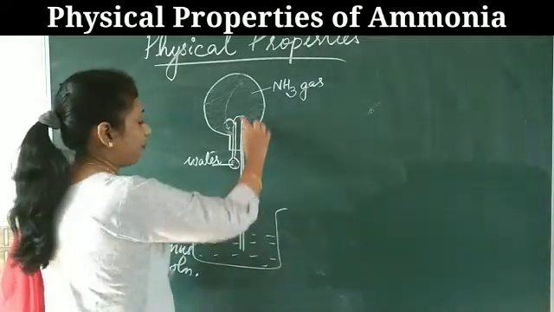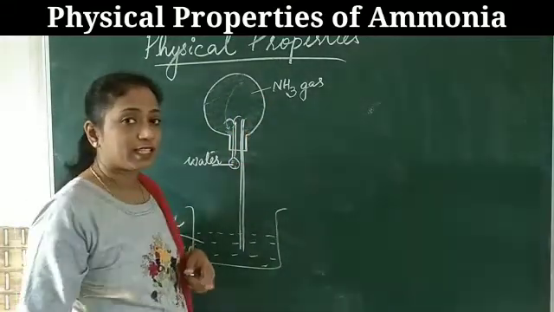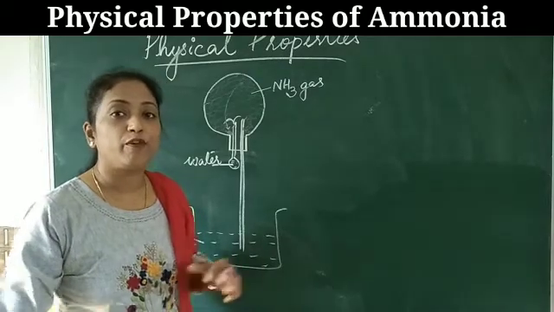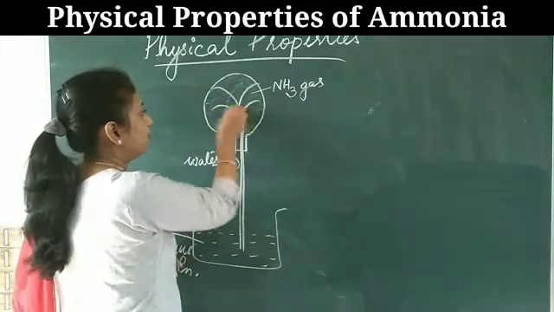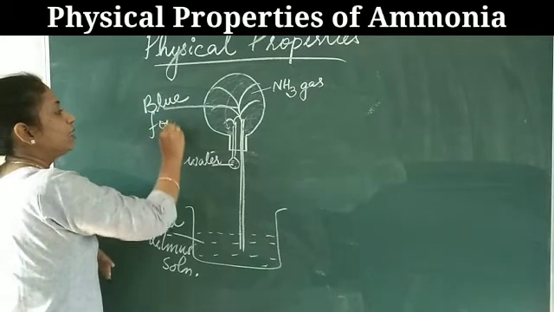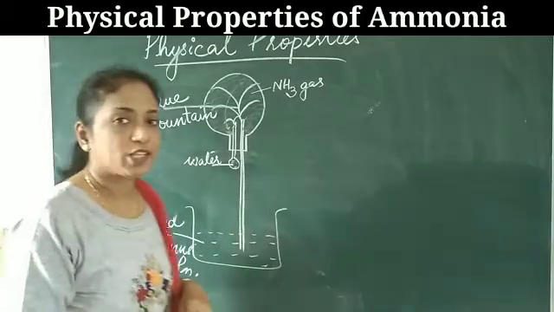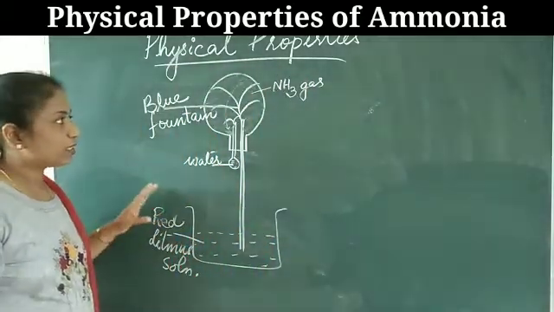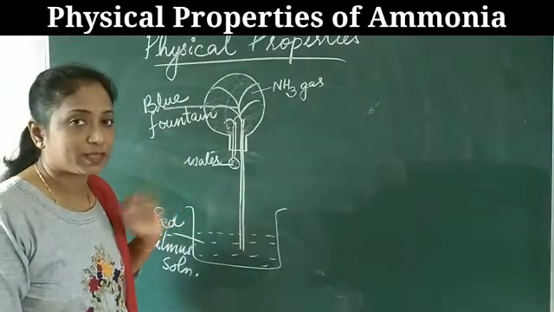So the red litmus will be sucked up, but inside the round bottom flask we will see the red litmus solution as a blue fountain. Why a blue fountain? Because it shows the alkaline nature of ammonia. So this experiment, we specifically call it the blue fountain experiment.